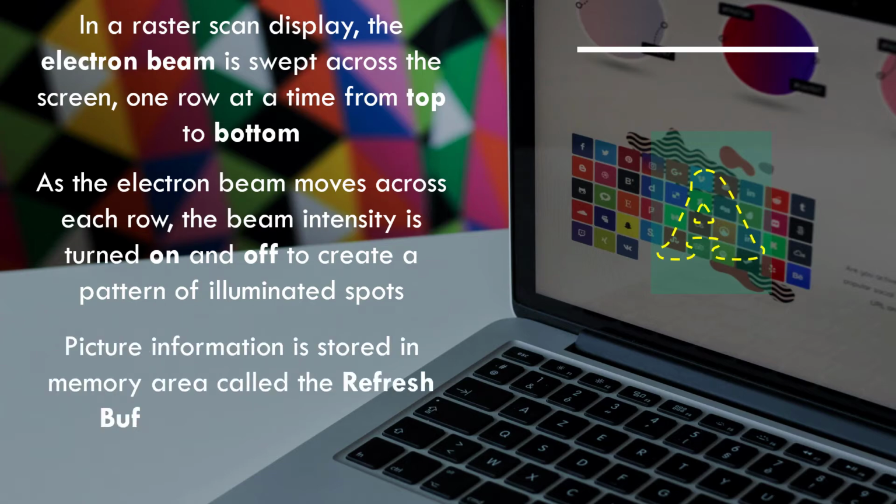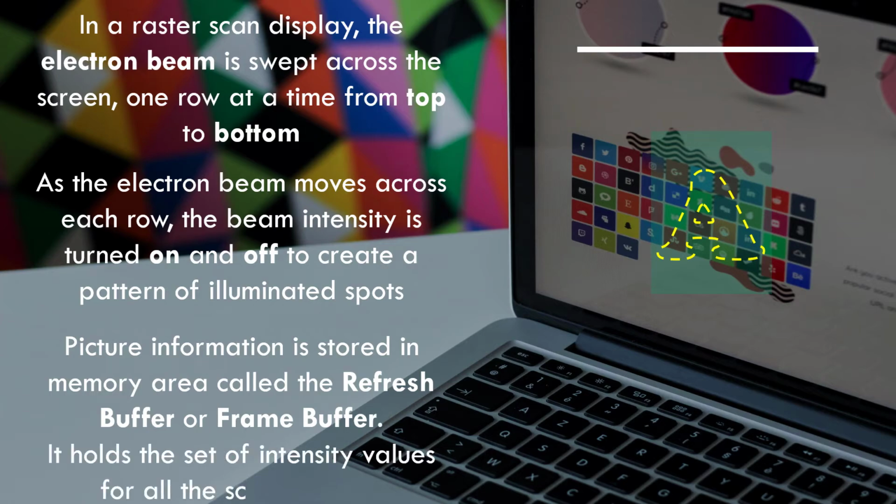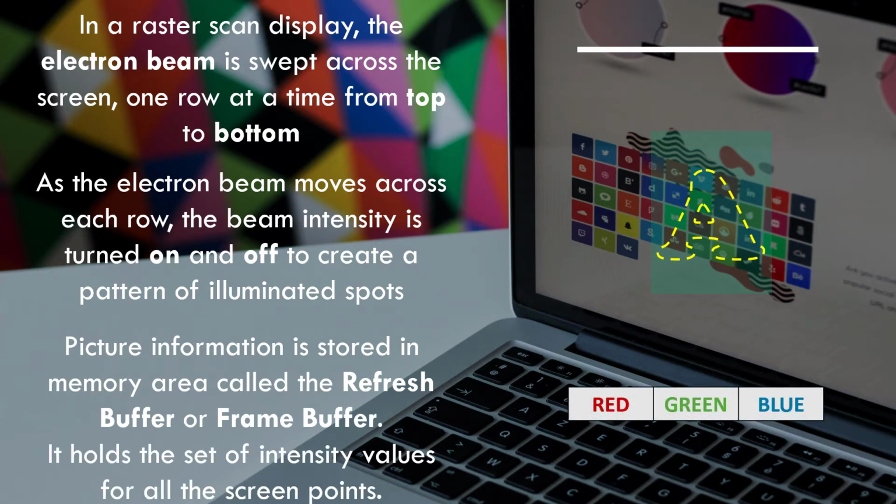The picture information is stored in the memory area which is called a refresh buffer or frame buffer, and it holds the set of intensity values for all the screen points. So whenever a beam is passed and a picture is shown, the information related to that picture should be stored somewhere, and that somewhere is called a refresh buffer or frame buffer. It holds the intensity values for all the screen points, that is pixels, and the intensity values are nothing but the colors. And we know there are 3 basic colors which are called primary colors, that is red, green and blue.